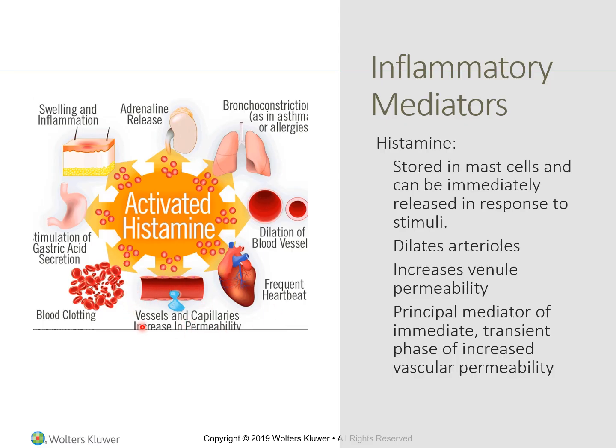And so as the venules or the blood supply becomes more permeable, that helps to allow those immune cells that have been brought to the site by that dilation to start filtering their way through and into the tissues where they can go after any of those microbes or to destroy any injured cells. Histamine also is a principal mediator of the immediate transient phase of increased vascular permeability. Okay. So a lot of the swelling and inflammation that we see at the site is largely related to histamine as well.